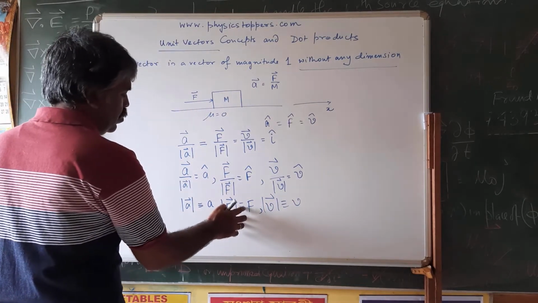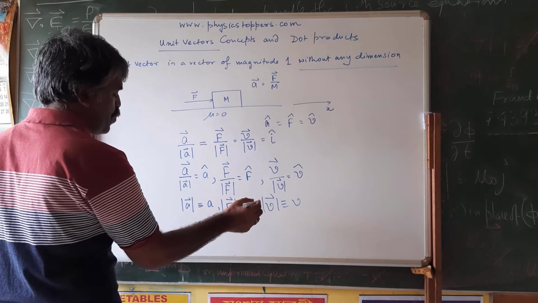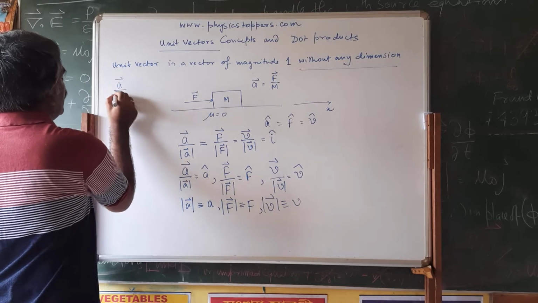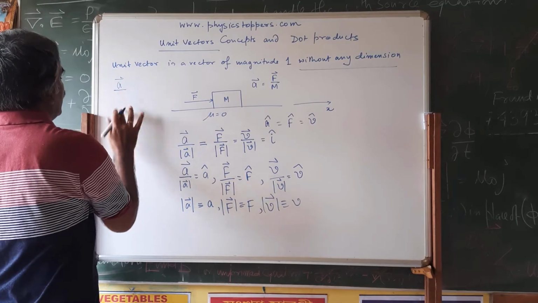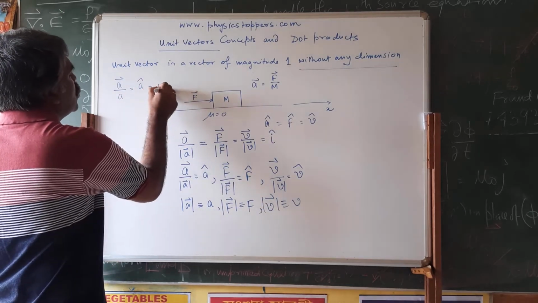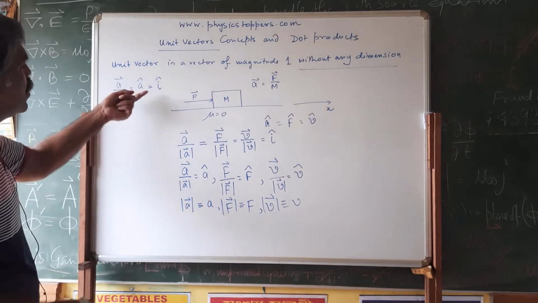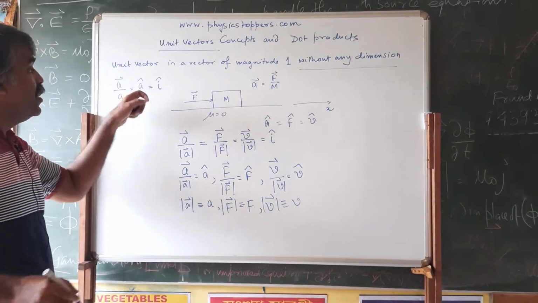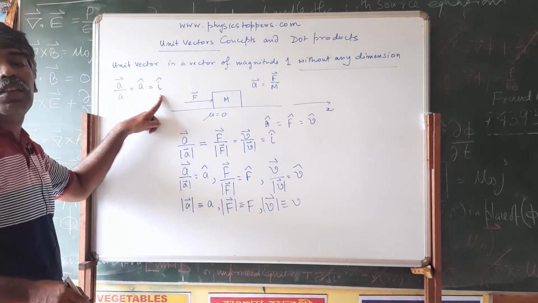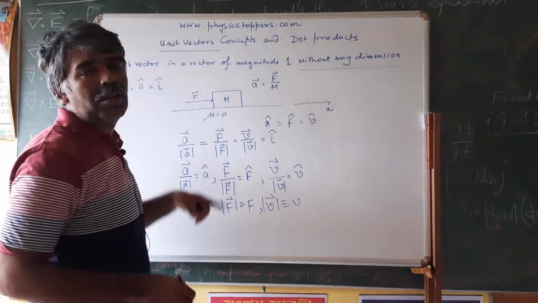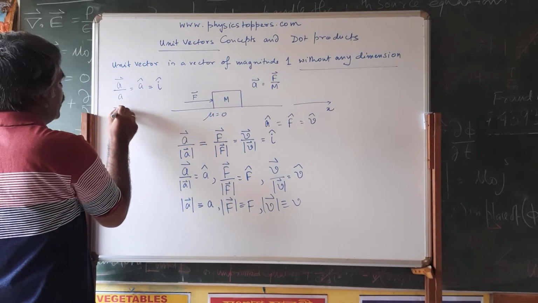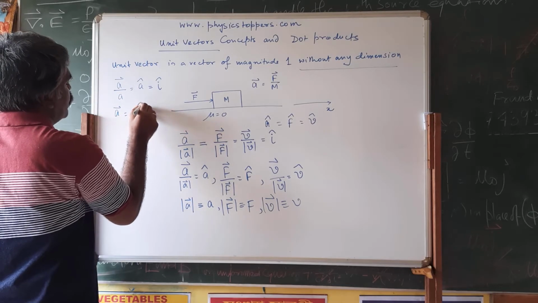Now if I consider this equation, a vector by modulus of a, which I can write as a, is a hat. This is also i hat. i means the unit vector along x direction. This is a standard notation. Unit vector along x is i cap, unit vector along y is j cap, and unit vector along z is k cap. That's standard notation. Now a vector then is a i cap.